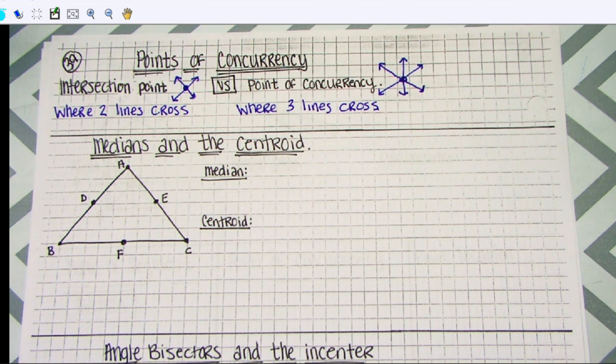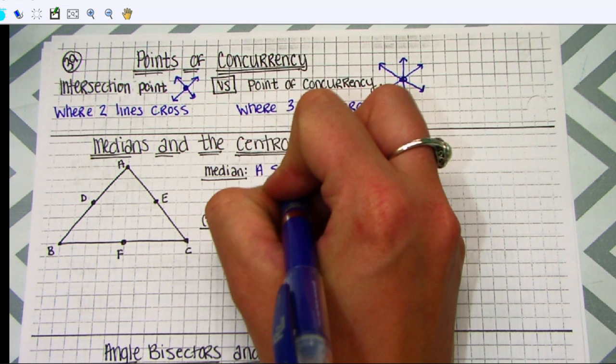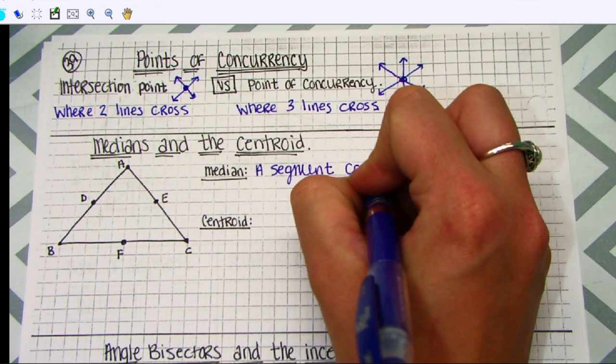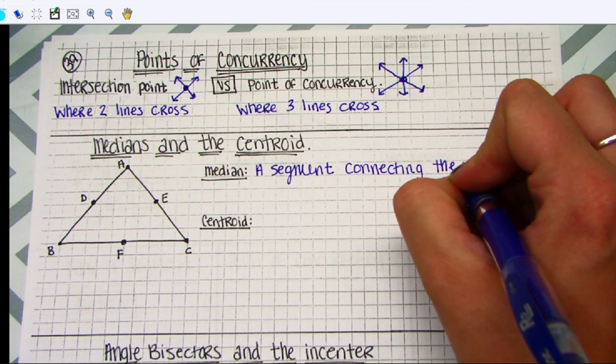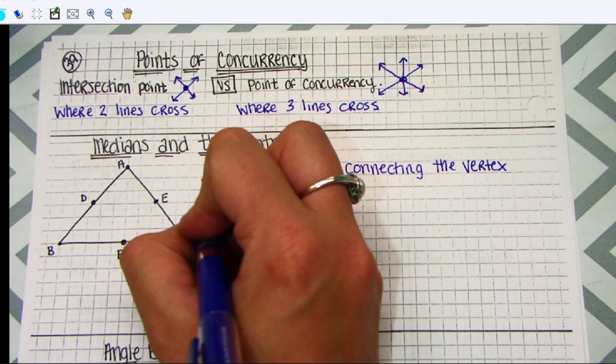So the term median is a segment connecting the vertex, which is the angle, so the vertex of a triangle.